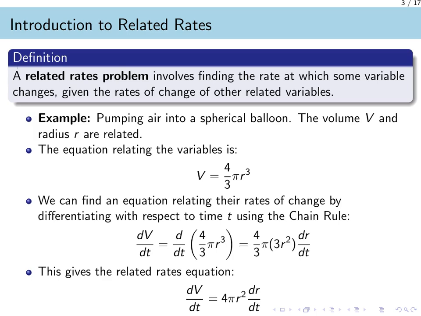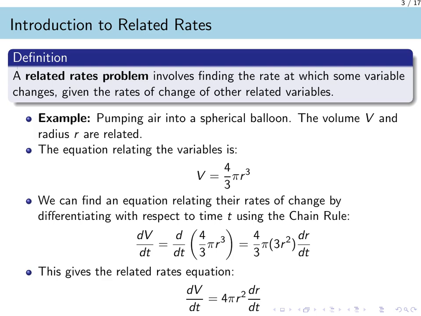Let us begin by defining what a related rates problem is, as this is a powerful application of the chain rule. A related rates problem asks us to find how fast one quantity is changing by using the known rate of change of a different, but related, quantity. To make this concrete, imagine we are pumping air into a spherical balloon. We know the formula for its volume, V, is V equals 4/3 pi times r cubed, which connects the volume to the radius r. To find the relationship between their rates of change, we can differentiate both sides of this equation with respect to time.